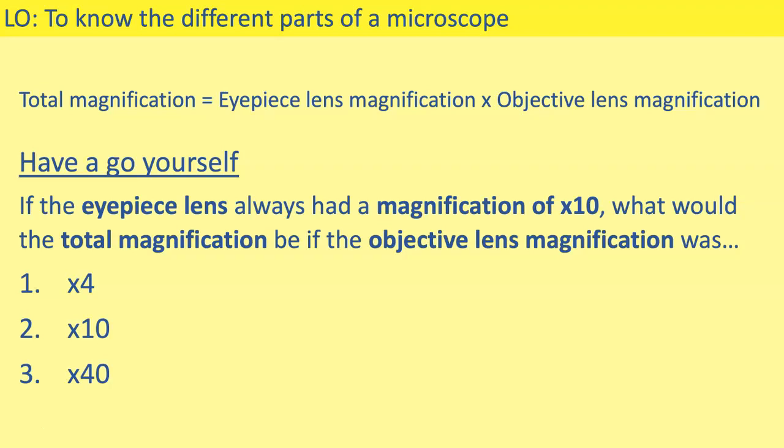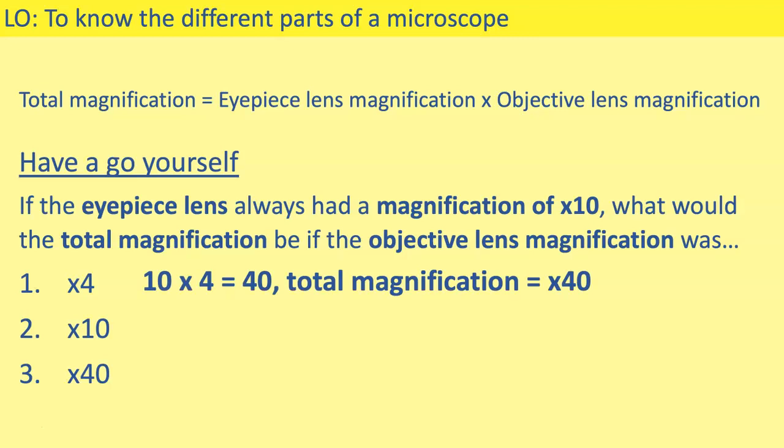Okay, so for the first one, we should have 10 times 4. Remember that the eyepiece lens for these questions is always times 10, so we put 10 into our equation. We then multiply it by the objective lens magnification, which is here, the times 4. So 10 times 4 is 40. That means that the total magnification of this microscope is times 40.